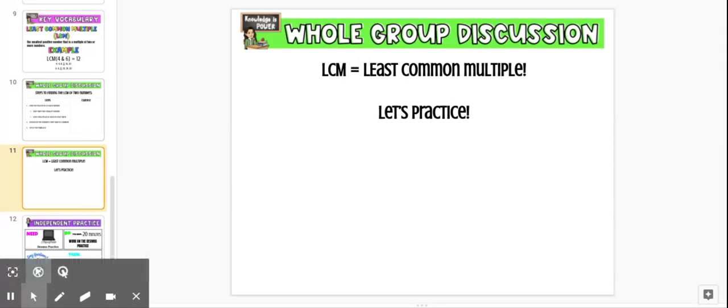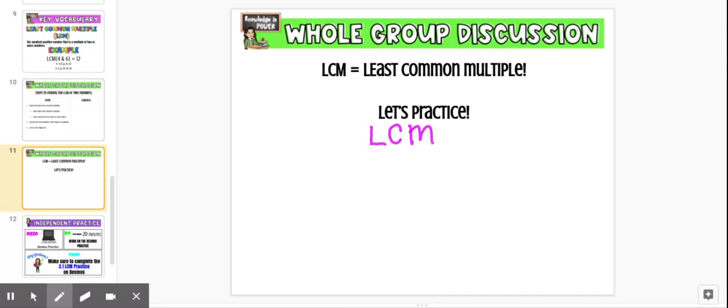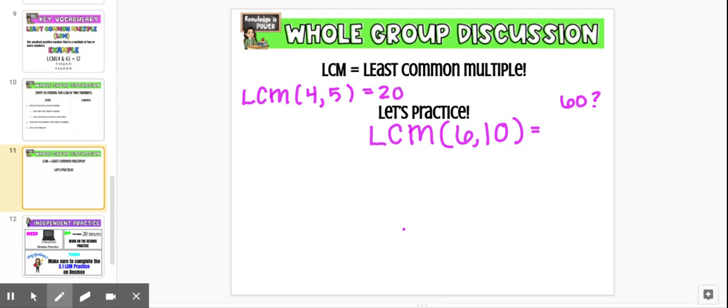So let's do one more together. Okay, we're going to do the LCM of 6 and 10. So if you thought back, is this going to be 60? Because 6 times 10 is 60. Well, the LCM of 4 and 5 was 20, and 4 times 5 is 20. So let's see if that works for all of our cases, because that would be easier to just multiply them together. So I'm going to start with 6 because it's smaller. So I'm going to multiply 6.